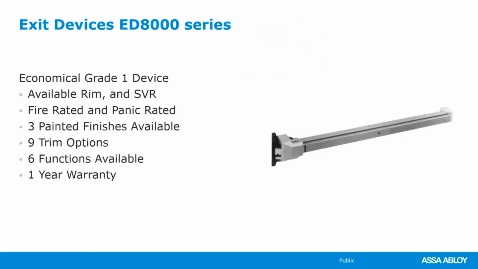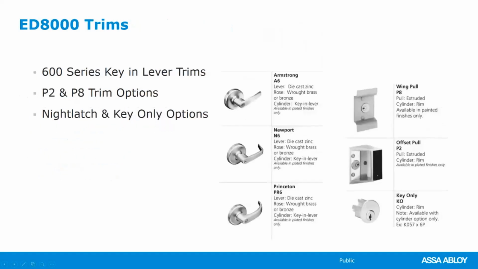We're going to talk about the trims. Again, the trims that work with the 8000 series do not work with the 5000 and vice versa. You cannot put our heavy escutcheon on this device. These are the trims that are available for the 8000 series. We have our 600 series in either Armstrong, Newport, or Princeton. We can do a wing pull, we can do our offset pull, or we can do a key only for a night latch type function.